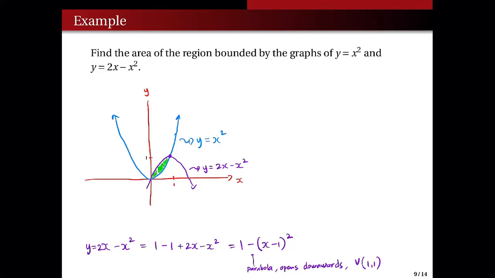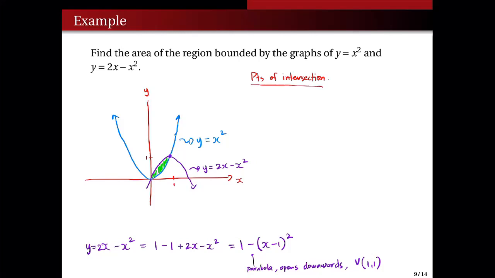Now, when I drew the graph of y equals 2x minus x squared, I told you that they will intersect at this point. And I also gave you the hint that they will also intersect at this point here. But you have to calculate the points of intersection to verify that those are indeed the points of intersection and they will not intersect at any other points.